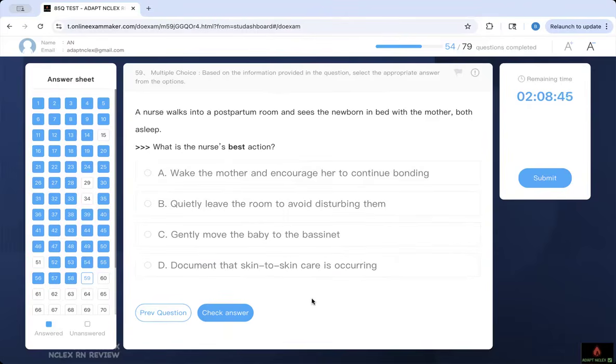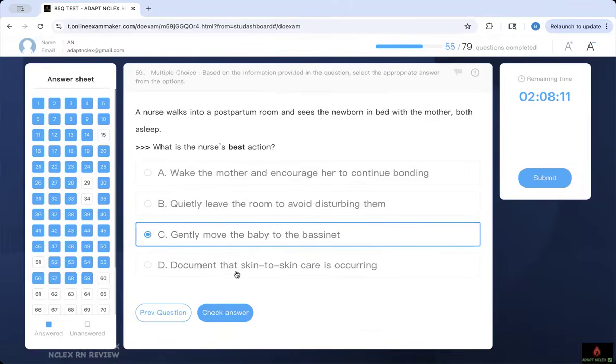These are concepts. But what do you think is in the question? Should the mother be sleeping in bed with the newborn? That's all. SIDS, right? Sudden infant death syndrome. We want to prevent that. Therefore, what answer choice will you pick? I know you know the answer because you watch Adapt NCLEX. And I thank you for watching this video. And I know you're learning something. So what do you want to do? Wake the mother, encourage her to continue bonding? It does not answer the question. SIDS. Gently leave the room and avoid disturbing them? You're causing SIDS. Move the baby to the bassinet.